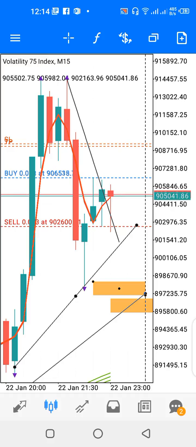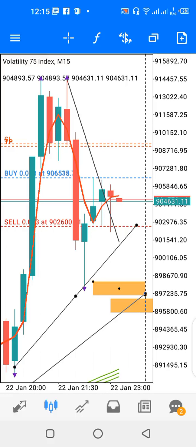Okay, time is 12:14. We have just 1 minute left. Okay, time is 12:15 and the candle has closed. The current 15-minute candle has closed. Okay, another candle has formed. Now we have a pin bar. This pin bar is going to make price go up.